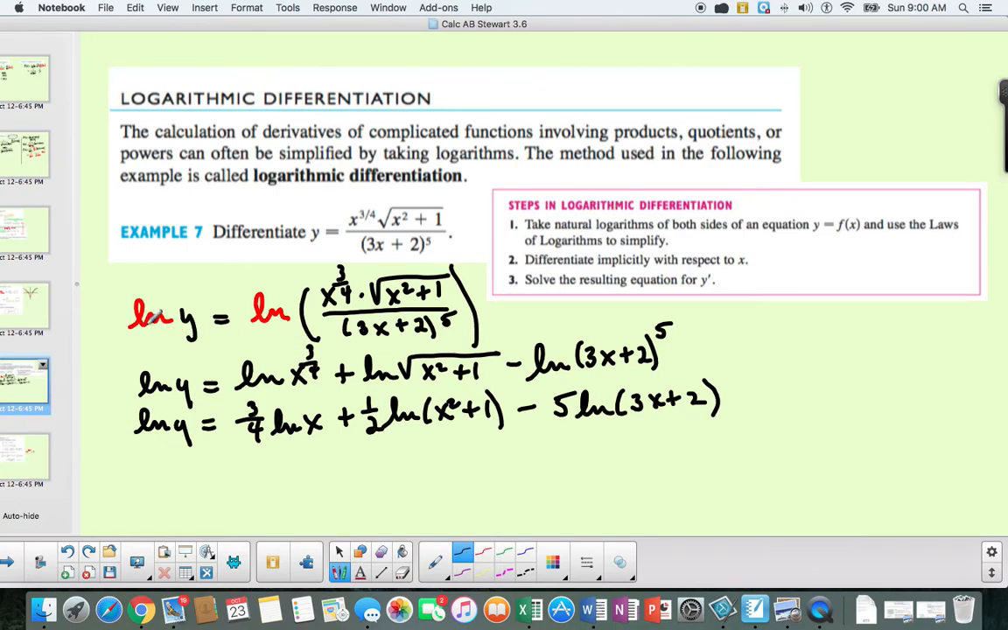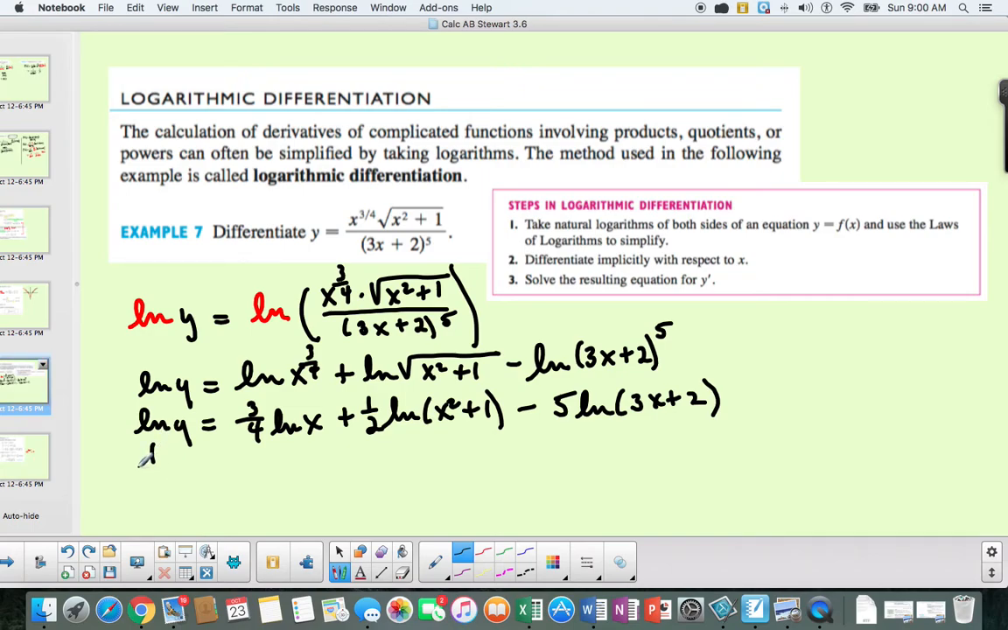I'm going to take the natural log of both sides. So this will be the natural log of y. And before I even start the calculus, I'm going to do some simplifying. The natural log of a quotient is the difference of the natural logs. The natural log of a product is the sum of the natural logs. Take all these exponents, make them coefficients, and once you're there, now take the derivative.